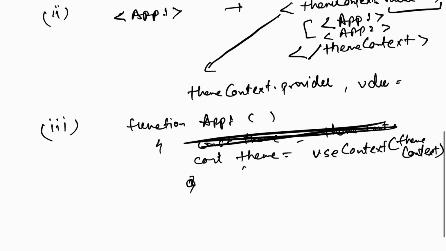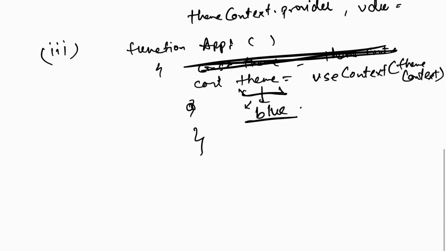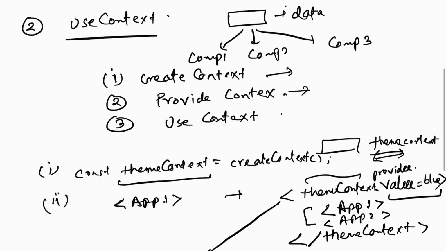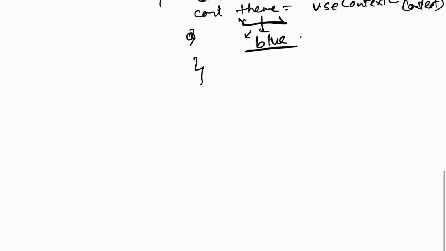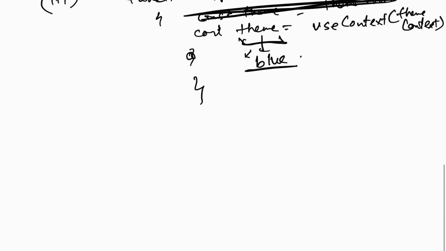So now we can use this theme. It will have the value. Okay, the value will be blue and we can use it in our app component. So theme will be now blue. Its value will be blue. So these are the two hooks that we have looked at so far. Let's see another hook. The third hook. The third is we'll look into the custom hook.